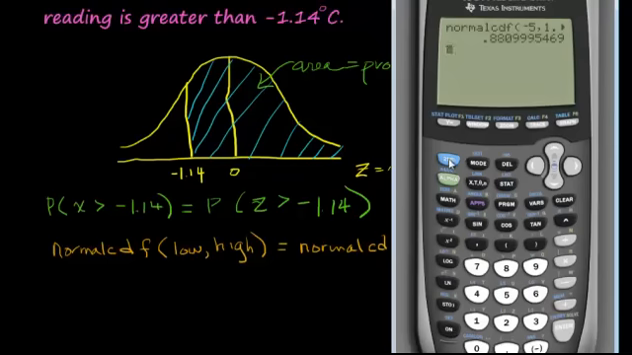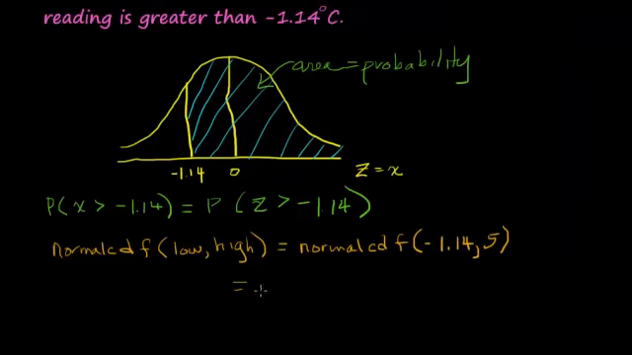Okay, so we go to our distributions. I want the cumulative density function. I'm going from my low value of negative 1.14 to my upper value of 5, mean, standard deviation, enter. Okay, 0.880, oh no, I'm sorry, that was the last result. Here we go, 0.872856. Okay, 0.872856. And we'll round probabilities to 4 decimal places unless otherwise instructed, 0.8729.